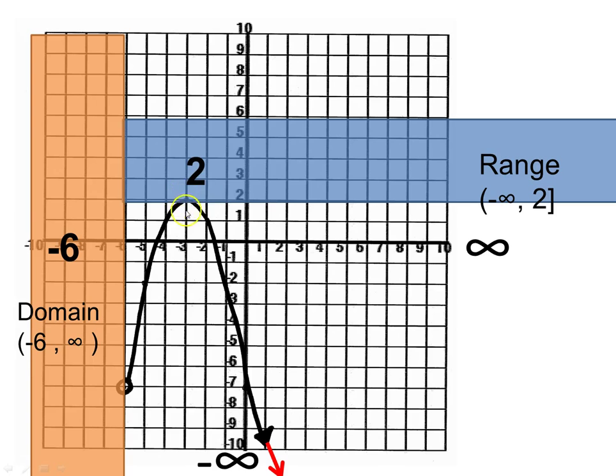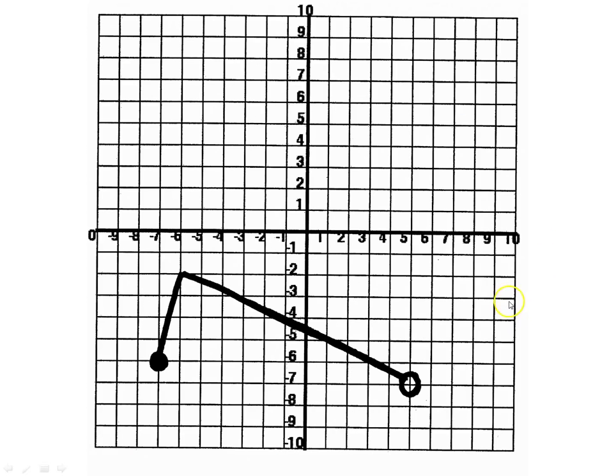Is there an open circle at 2? No. They didn't tell us. They didn't give us a message that 2 was not an answer. So if they didn't give us a message, then 2 is an answer. And if 2 is an answer, it's a bracket.